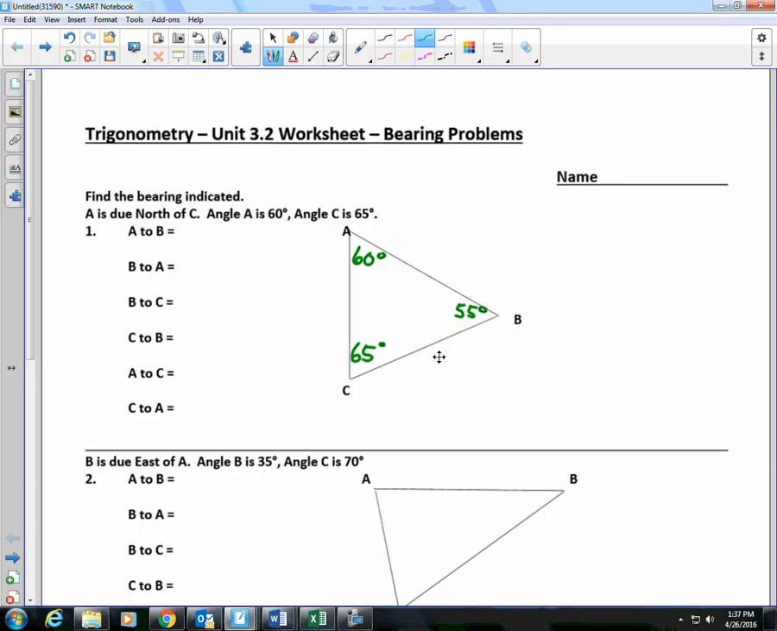I am going to start by stationing myself at A. North, east, south, and west. It says that A is due north of angle C. So if I walk from C to A, it's directly north. Can somebody give me a direction from A to C? South. Give me a numerical bearing. 180 degrees.